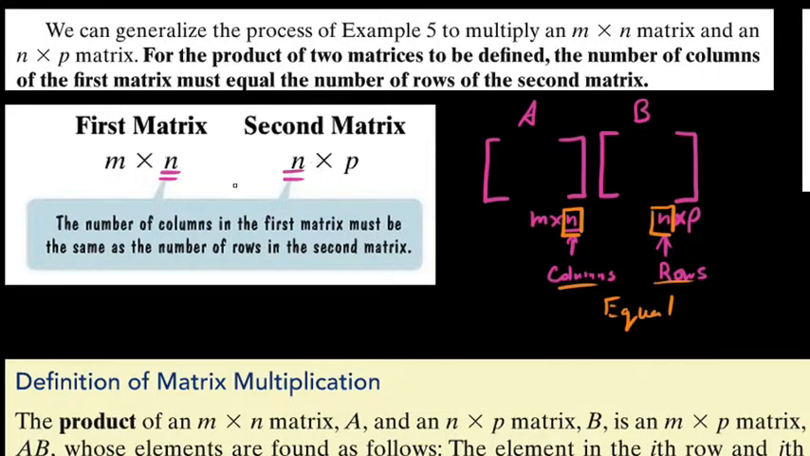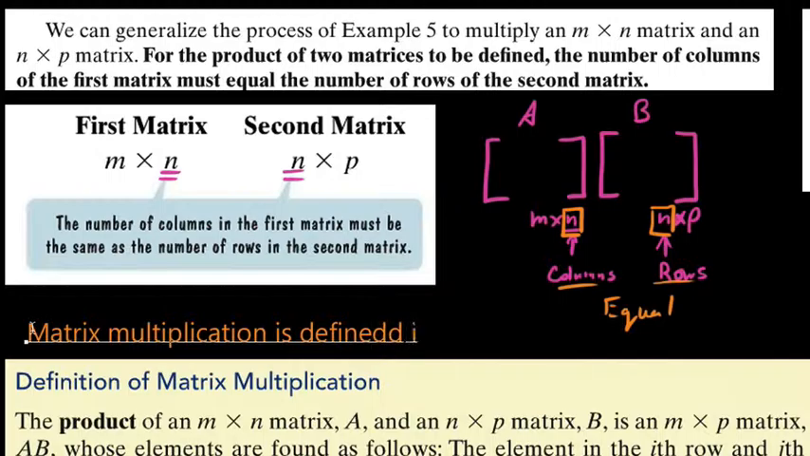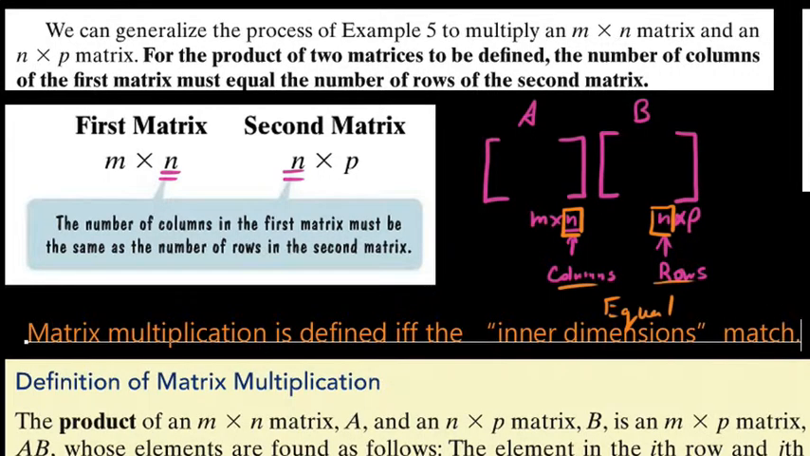So to write this stipulation more succinctly, we could say that matrix multiplication is defined if and only if the quote-unquote inner dimensions match. What I mean by inner dimensions is that if you write these two matrices side by side, like m by n times n by p, you can see that these two inner dimensions are going to match with one another.